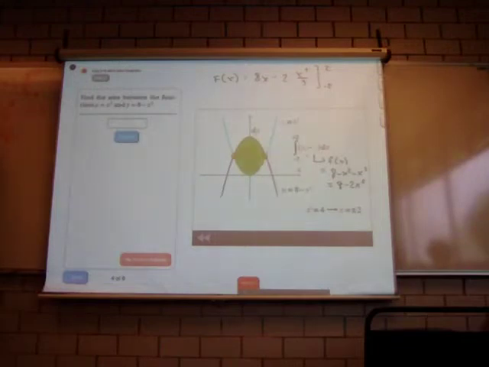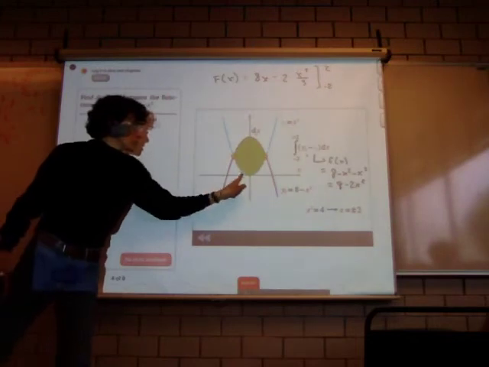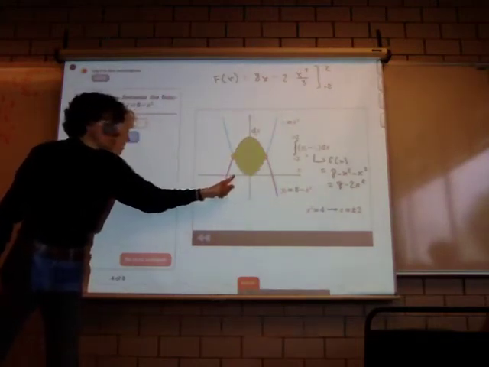Y esto es para x igual a 2. Y luego sería este para x igual a menos 2. O sea, este es el rango superior y el rango inferior, el rango superior y el rango inferior para más 2 y para menos 2.